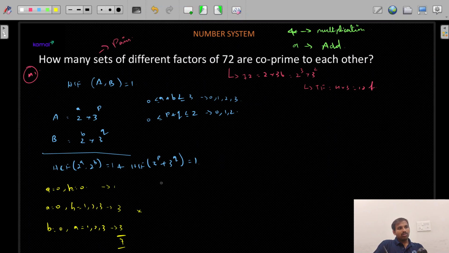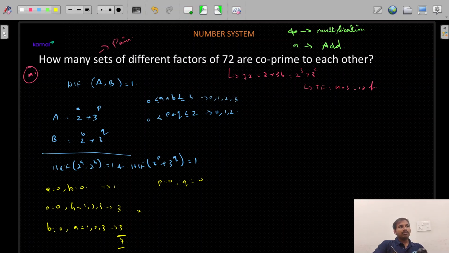Now I'm going to find the same thing for p and q. p can take minimum value as 0. So why am I taking 0 for a and b instead of other numbers? Because if a equals 1, it will become 2. If b equals any one of the values like 1, 2, 3, it will become some power of 2. So eventually the highest common factor is never going to be 1. It's going to be some other value.